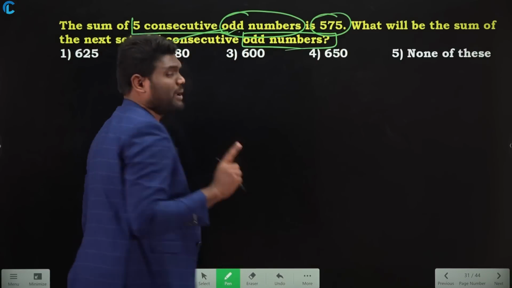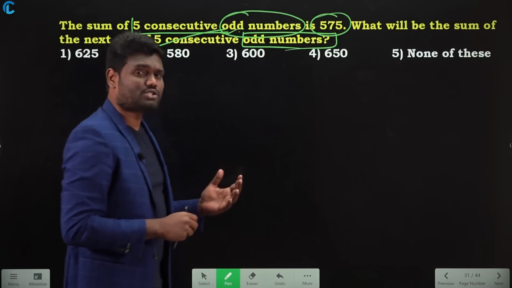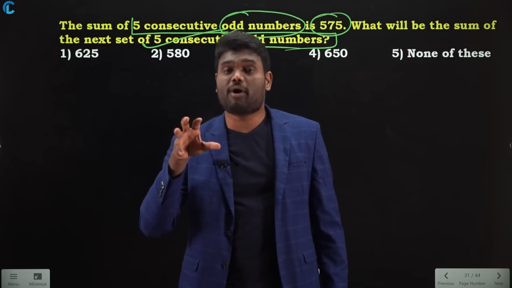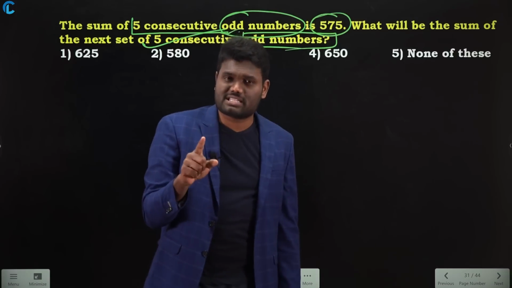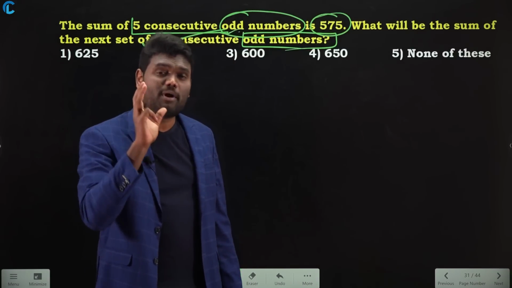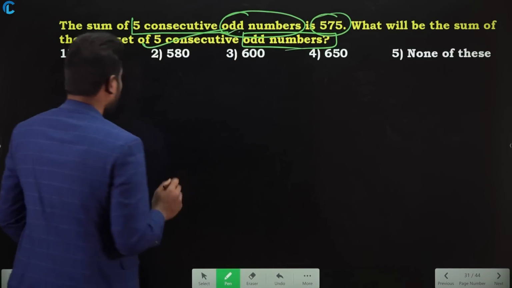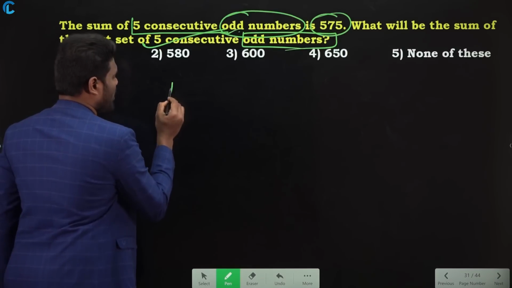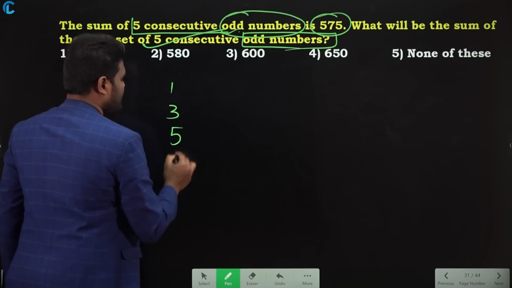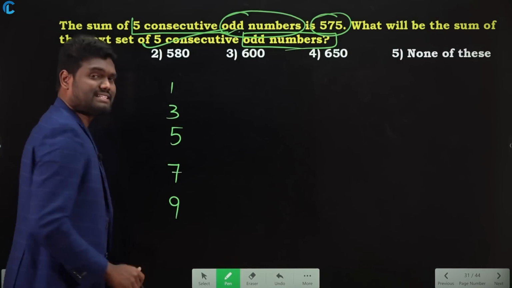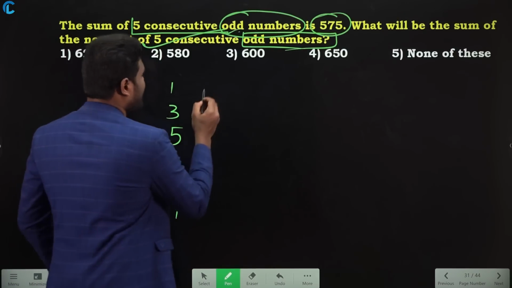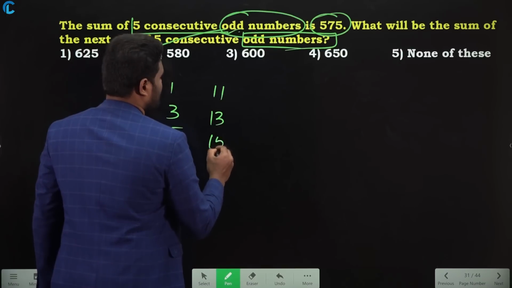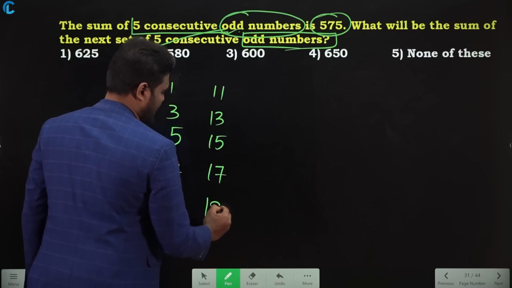Now you just need to remember one point, observe here carefully. In the previous question, those were sums of consecutive numbers. Now in this question, it is the sum of consecutive odd numbers. Whenever the question is about the sum of consecutive odd numbers or consecutive even numbers, observe here carefully. Let us take the first 5 consecutive odd numbers: 1, 3, 5, 7, 9. The next 5 consecutive odd numbers are 11, 13, 15, 17, 19. Yes or no?